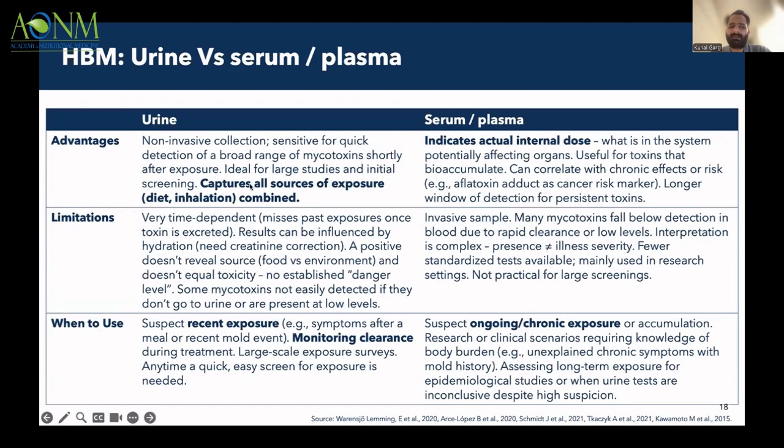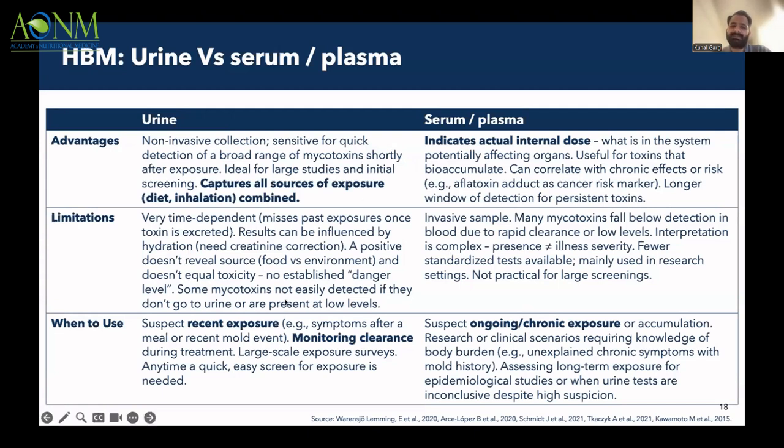Now, the advantages and limitations of urine versus serum: for urine, the sample collection is very easy. Because it is non-invasive, you just pee in a cup and then you have the urine sample. For serum, yes, it is slightly invasive, but it tells you if there is a chronic effect of mycotoxins or not. So essentially, you use urine when you're expecting a recent exposure and want to know if clearance of mycotoxins is happening or not. But if you're expecting an ongoing or chronic exposure, that is when you use serum or plasma.